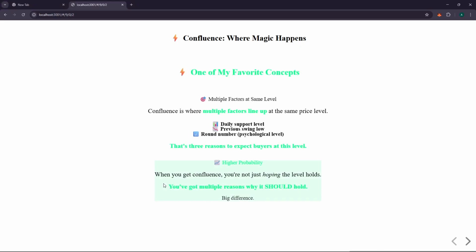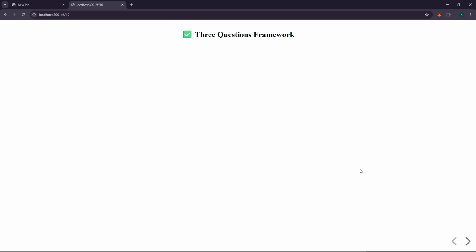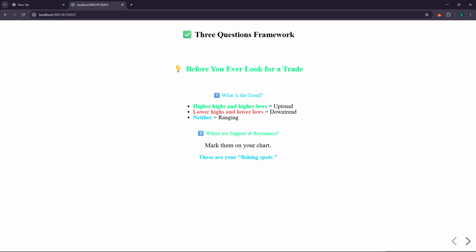So this is what we talked about, the three questions framework. Let me give you something practical to take away from this lecture. Before you ever look for a trade, first, what is the trend? Higher highs and higher lows means uptrend. Lower highs and lower lows means downtrend, and neither means ranging. Second, where are the key support and resistance levels? Mark them on your chart. These are your fishing spots.